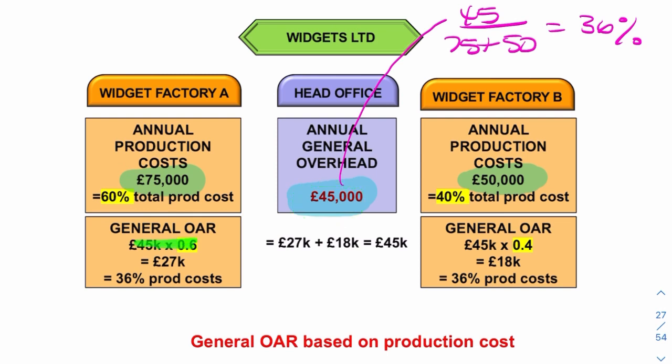So 60% of 45k is 27k. That's how much factory A contributes. Similarly, factory B will contribute 40%. And the total will be the 45k. So that's how different production centers would share the cost of the general overheads.